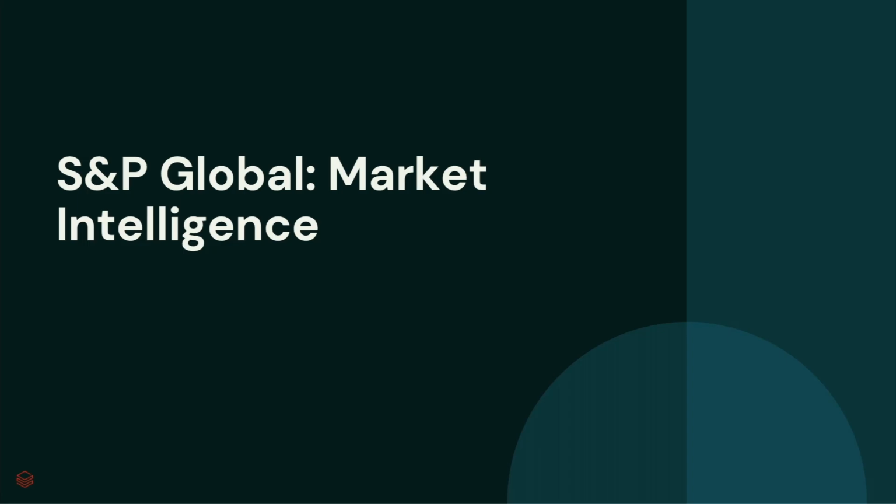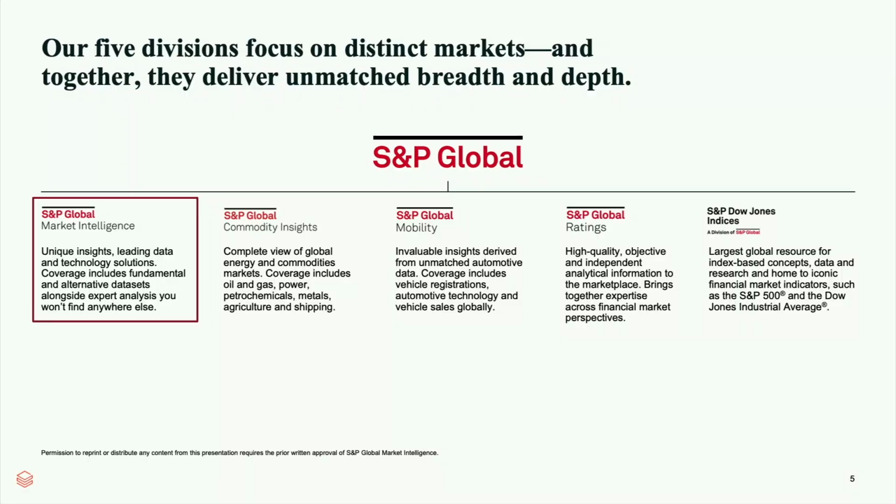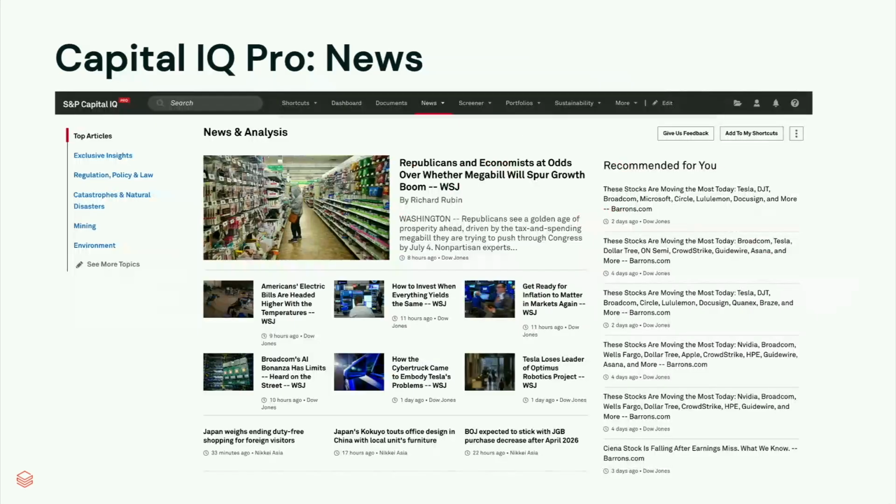So, a quick introduction to S&P Global and market intelligence. Market intelligence is just one of 5 divisions of S&P Global. We are a leading market data provider to financial institutions, and Capital IQ Pro is our flagship data and research platform on which we have several 100,000 users. In terms of our news offering, we have about 100,000 users in the past 12 months of news.